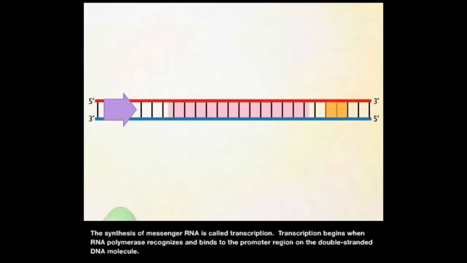The synthesis of messenger RNA is called transcription. Transcription begins when RNA polymerase recognizes and binds to the promoter region on the double-stranded DNA molecule.